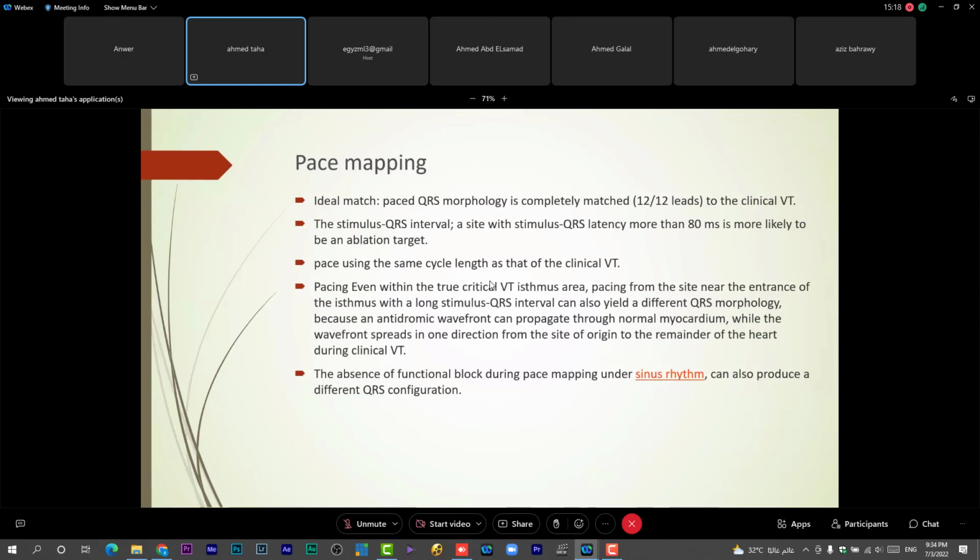When you are doing pacing, you should use the same cycle length as the documented clinical ventricular tachycardia, so you can get a better match with the documented VT. When you are in the true isthmus and you are pacing from a site near the entrance of the isthmus, you will find a long stimulus to QRS interval. This can give different QRS morphology because there is different capturing of the antidromic wavefront with the orthodromic wavefront. So it should not be so much matched, but this can be the entrance of the isthmus itself.